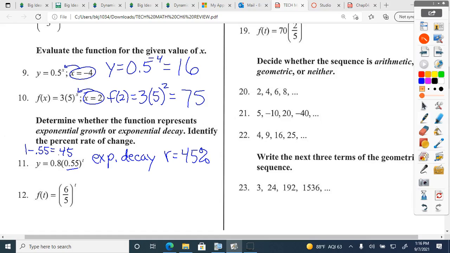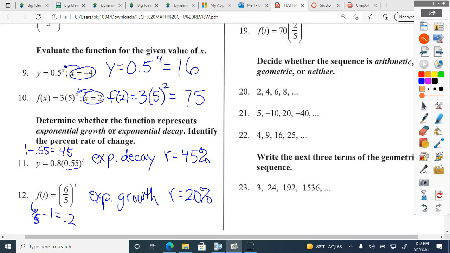What about 12? Growth or decay? That is exponential growth. 6 over 5 is more than 1. How do you get 45% on the last one? Because I subtracted 1 minus 0.55. Oh, yes. How am I going to get my R here? I'm going to say the actual number, 6/5 minus 1. What is 6/5 minus 1 equal to? What is that as a decimal? 0.2. Okay? Which as a percent is 20%.